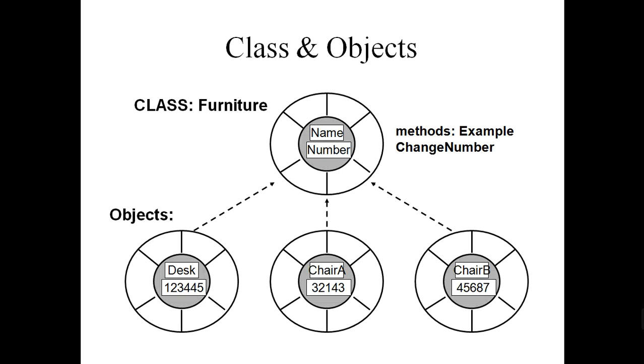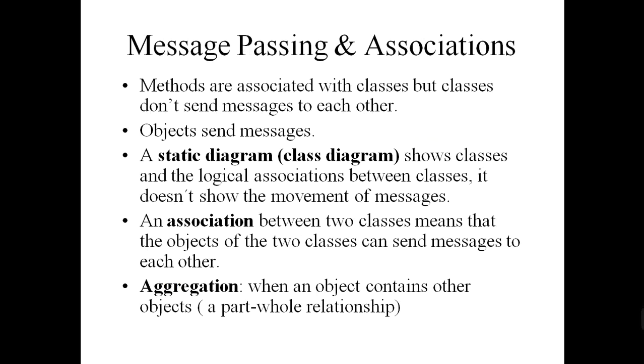Class and objects. So first we can declare a class. So class is furniture. There are several objects related to our class. One is desk, another one is chair A, third one is chair B. So there are three objects interfacing one class, that is furniture. Go to next.